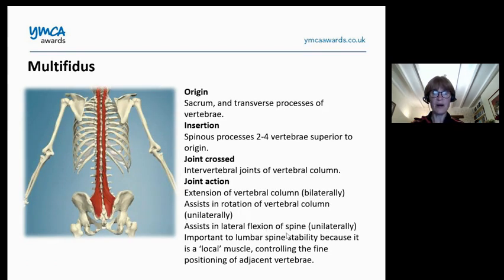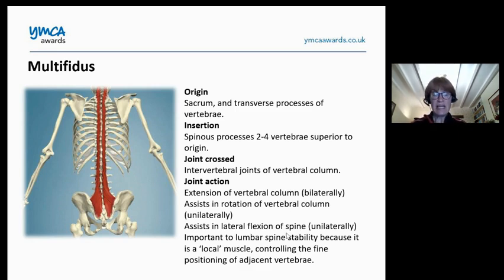Now we can get on to our multifidus. Again, this is the deepest of our spinal muscles, and it runs down, as you can see from the image, the whole length of the back, right from the sacrum right up to the cervical region. It attaches onto the transverse processes, the ones that stick out to the side of the vertebrae, and it jumps between 2 to 4 vertebrae above that. So it goes up in sections of between 2 to 4 vertebrae.